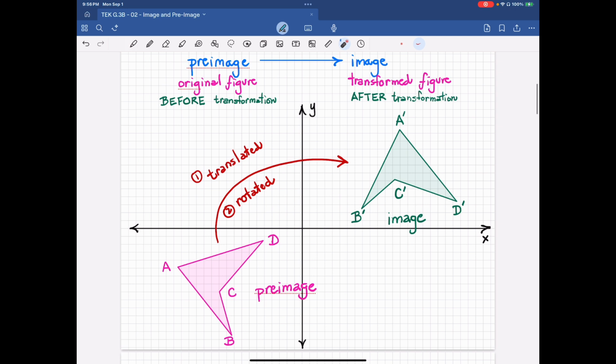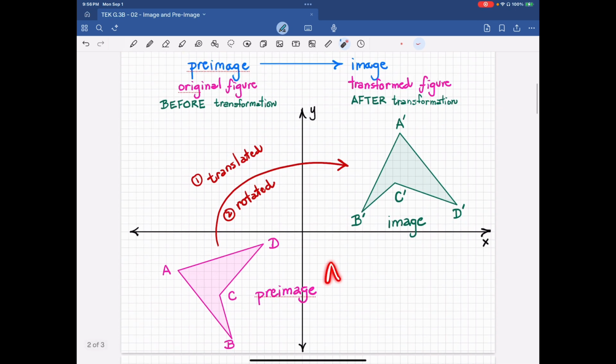Our pre-image is the image we start with. Our image is the image that we end up with. Notice that these 2 quadrilaterals are the exact same. So I know that A, B, C, D is congruent to A prime, B prime, C prime, D prime. These 2 quadrilaterals will match up perfectly when I put them on top of one another.